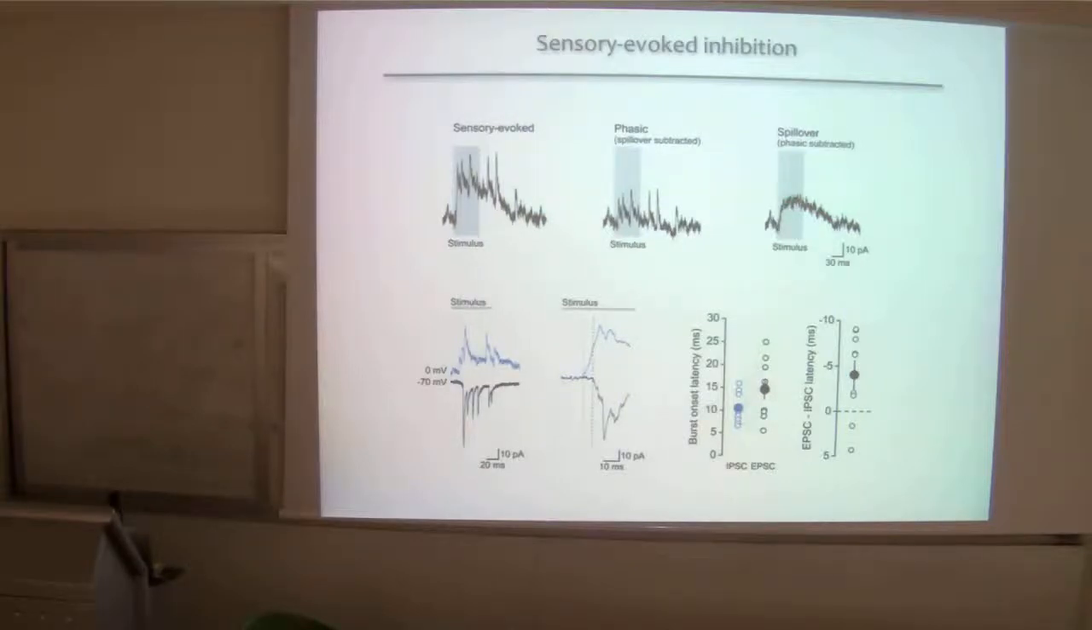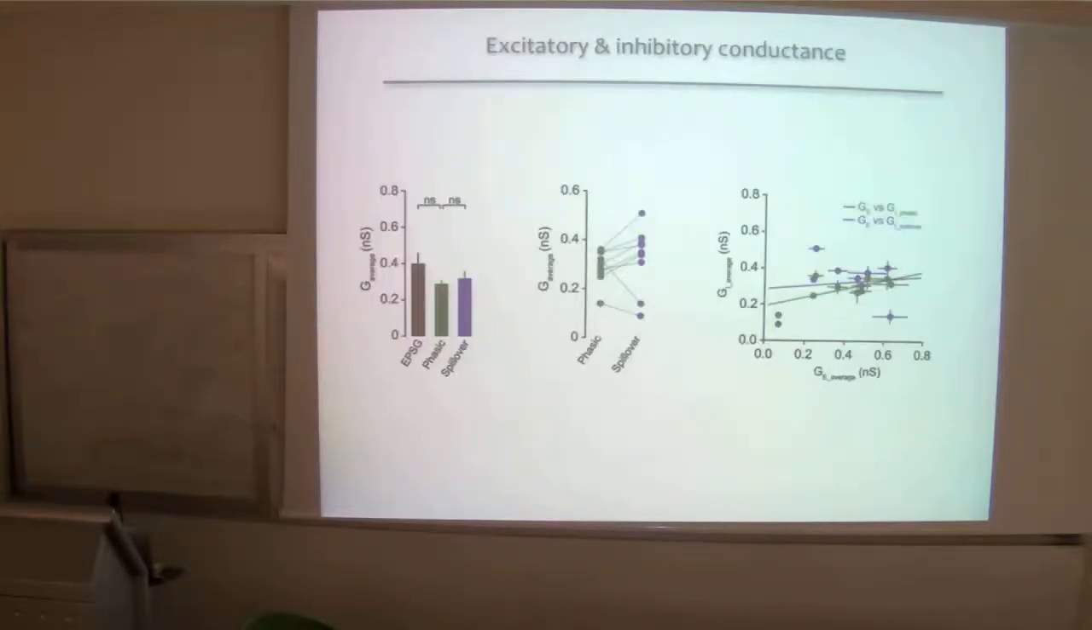a classical feed-forward circuit. In terms of the scaling of the conductances, the excitation is pretty similar to the inhibition, and it matches in terms of the phasic and the spillover components. Whenever you get higher phasic, you always get higher spillover, which probably just reflects the fact that you're recruiting more Golgi cells, and when you recruit more Golgi cells, you get more fast phasic and also more spillover. When you recruit fewer Golgi cells, you get less phasic and less spillover.